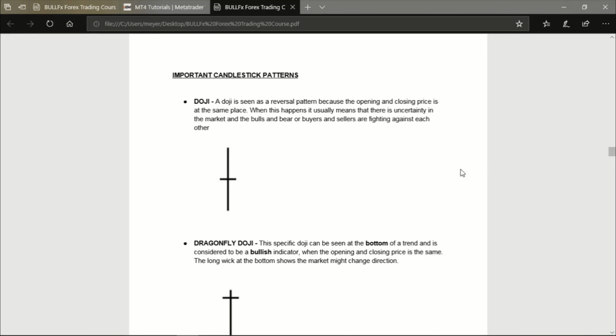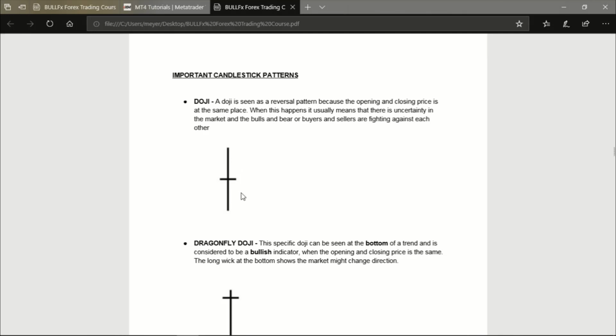So now that we've been over the basics of candlestick patterns, or one of the most basic candlestick patterns, we've now got other important candlestick patterns that we also have to look out for. So our first one would be the doji. A doji is seen as a reversal pattern because the opening and the closing price is at the same place. When this happens, it usually means that there is uncertainty in the market and the bulls and bears, or buyers and sellers, are fighting against each other.